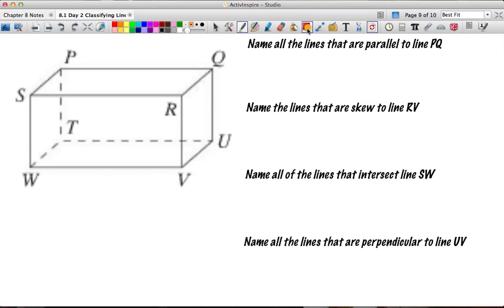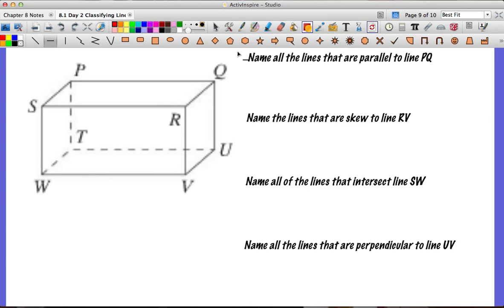Alright, on to your last page. For the last part of your lesson, you are going to solve these four problems. I'll do the first one with you to help you out and show you what I'm looking for. So we're going to name all the lines that are parallel to line PQ. It might be helpful for you to get a pencil and extend the line that you're looking at or make it a little bit bolder, anything to make it catch your eye.